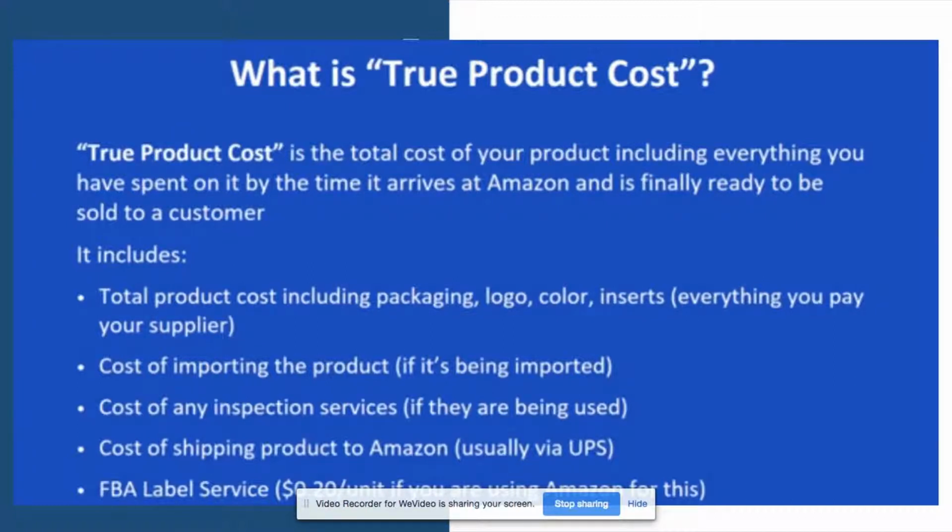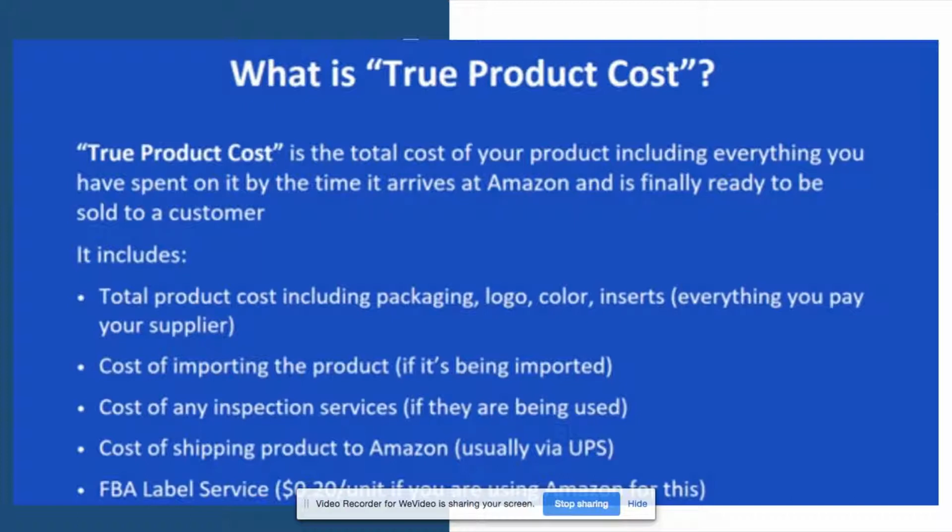The true product cost is the total cost of your product, including everything you have spent on it by the time it arrives at Amazon and is finally ready to be sold by a customer. Okay, so this includes the total product cost, it includes, of course, the packaging, the logo, the color, and the inserts, and all the designs that you'll be discussing with the suppliers. And your supplier will literally give you a number. Okay, if it's $2, together with all this, it might come to $3 or $4 or $5. It depends. Okay, so that is the total product cost.